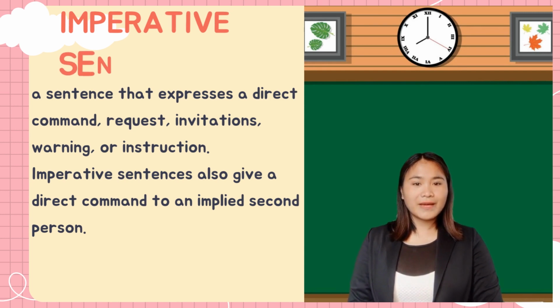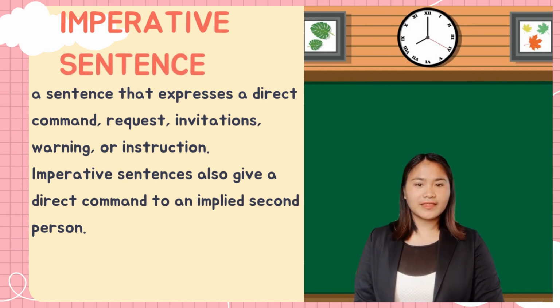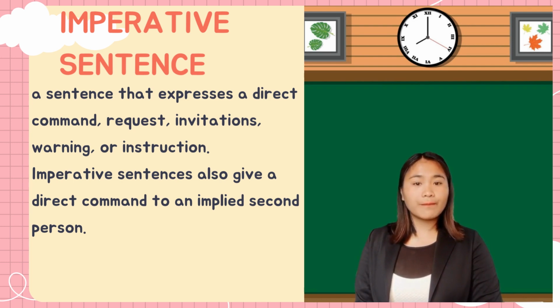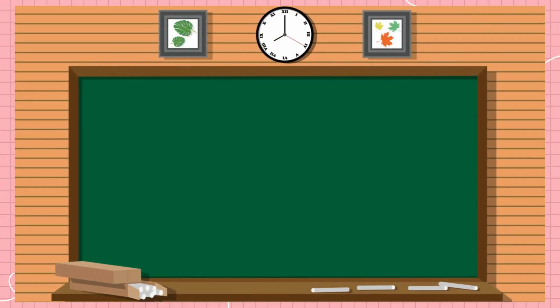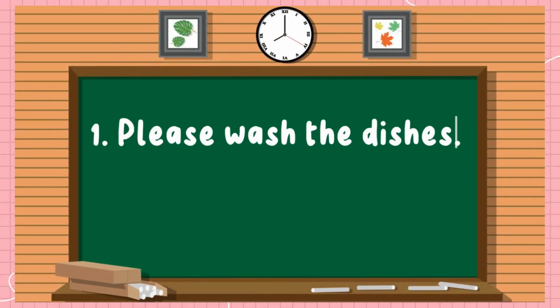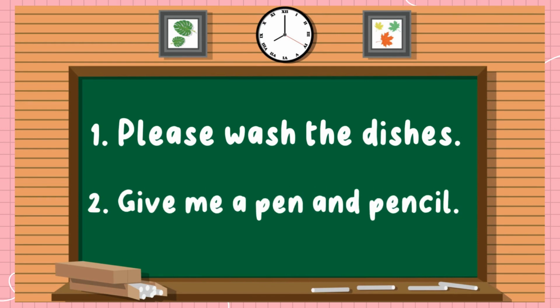And last but not the least is the imperative sentence. It is a sentence that expresses a direct command, request, invitation, warning, or instructions. It is also a sentence that gives a direct command to an implied second person. Here are some examples. Number 1, please wash the dishes. Number 2, give me a pen and pencil.